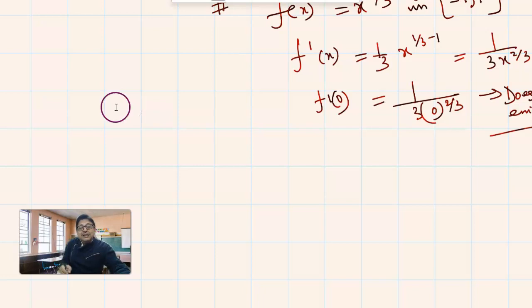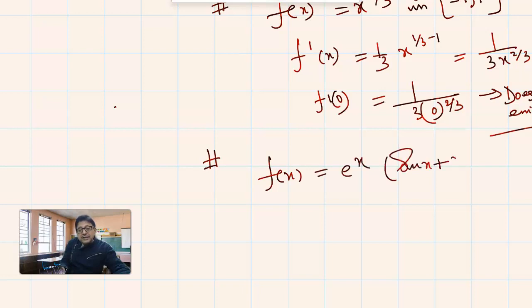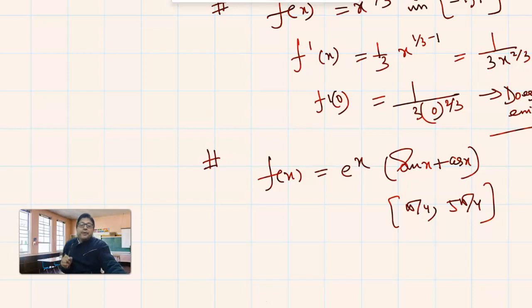Now let us take the next one, that is f(x) equal to e to the power x into (sin x plus cos x). Suppose the interval I am taking is pi by 4 to 5 pi by 4. When you are going to check applicability of Rolle's theorem, you need to remember basic properties of a continuous function. If there are two continuous functions, their product is continuous, their sum is continuous, division is also continuous, provided the denominator is not equal to 0.